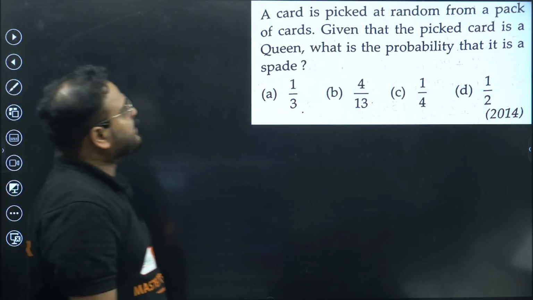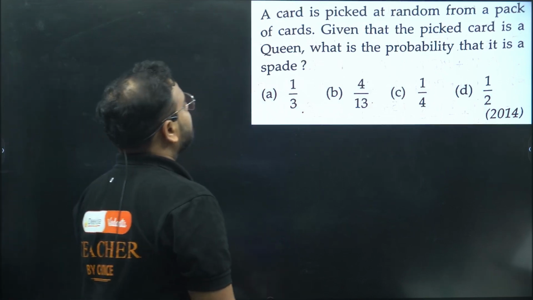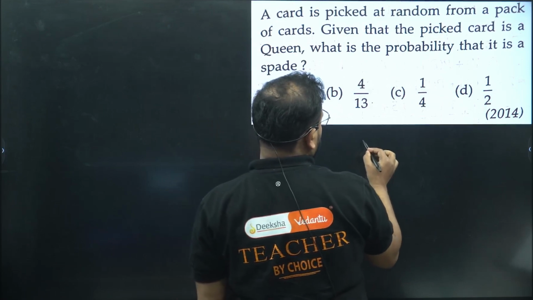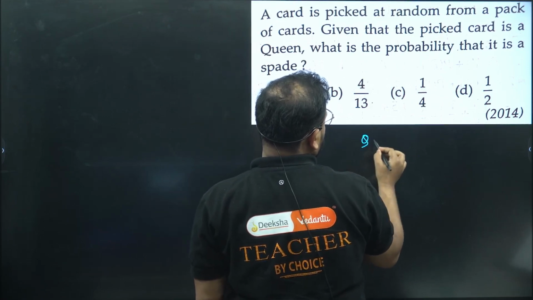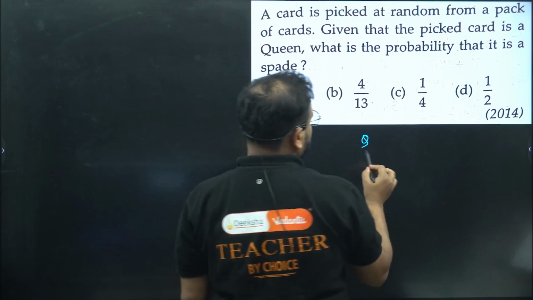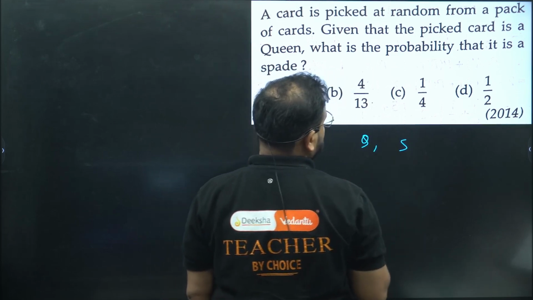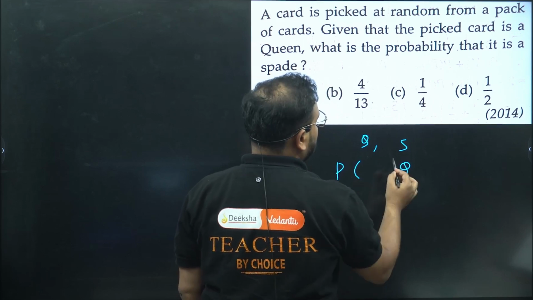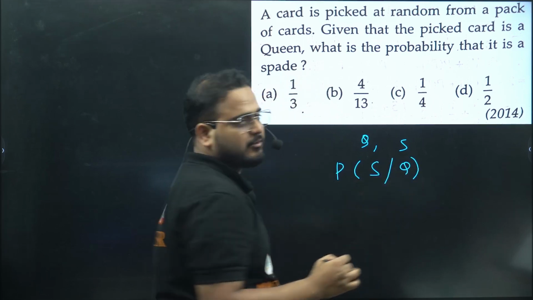Moving on, a card is picked at random from a pack of cards, given that the picked card is a queen. So we have the first card as queen. Let's call this the first event Q. What's the probability of getting a spade? We have the second event as spade. So what are they asking? Let's say the first card picked is a queen, and we want this to be from the spade category. That's what they're asking us.